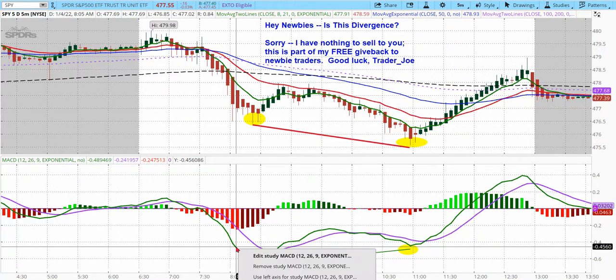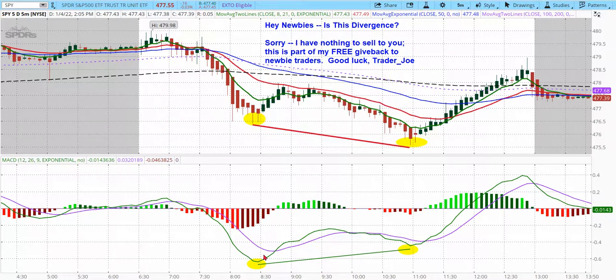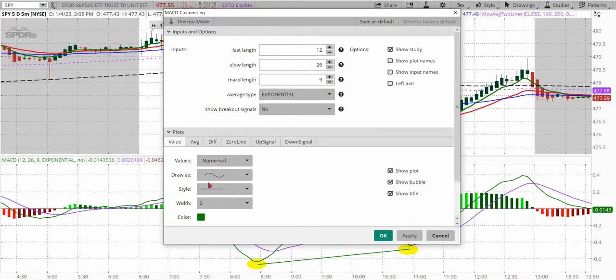If you don't know, you right click, you edit study. We can see the green line is the value. The average is the color. I watch the value line, the green line, because I'm looking for a turn up in the green line. There's another strategy that's very good, just trading off of the turn on the MACD, but that's another video.